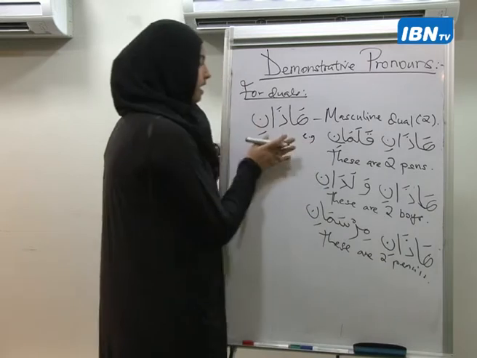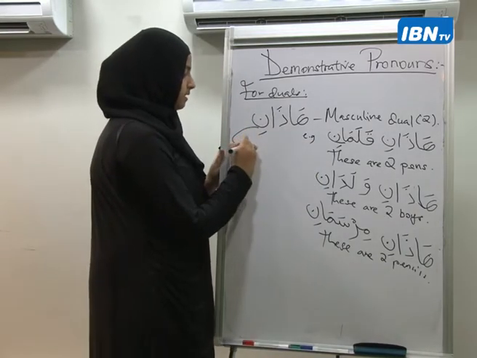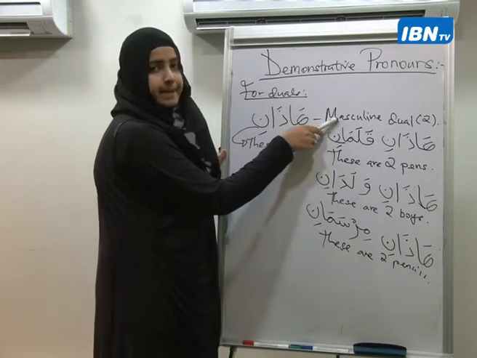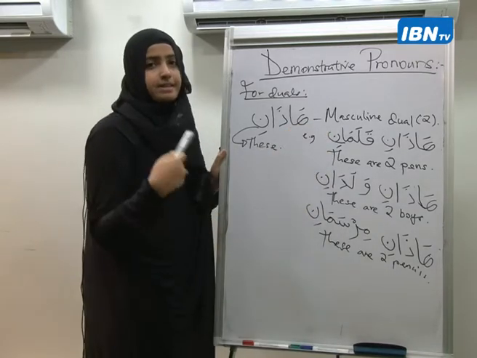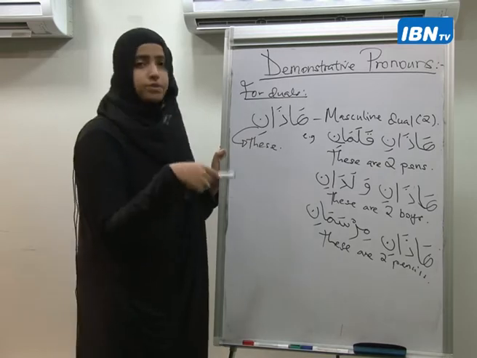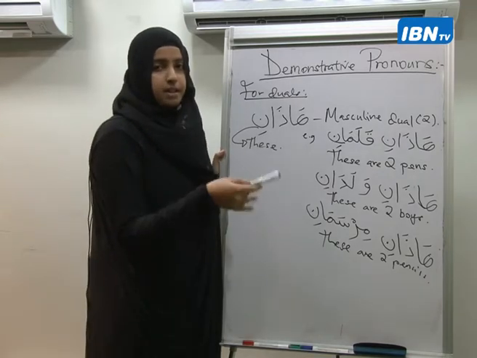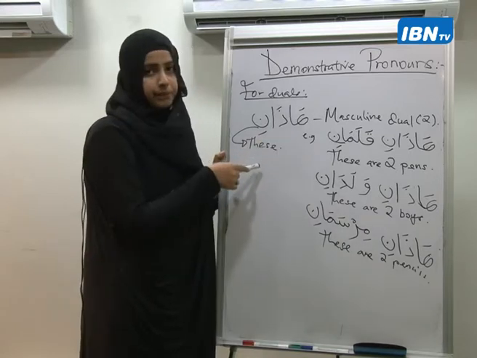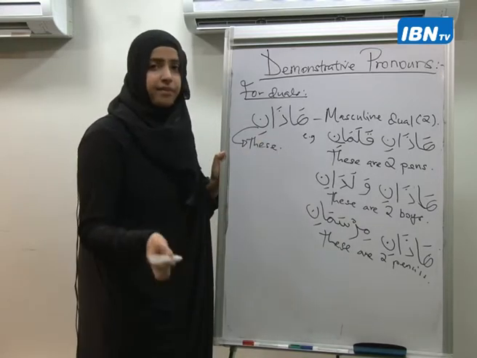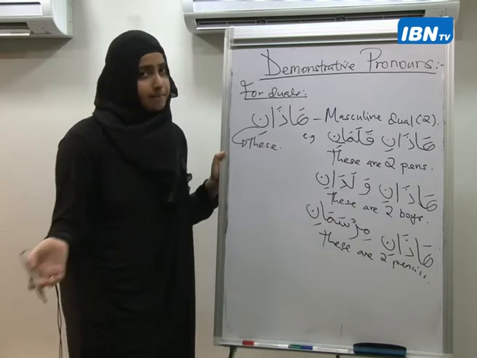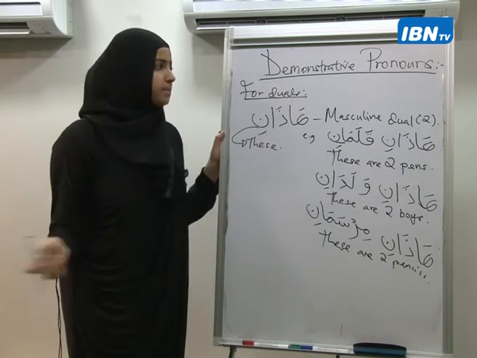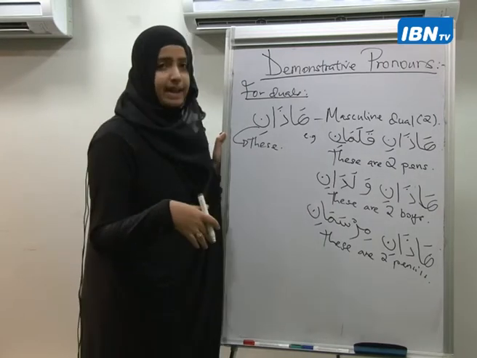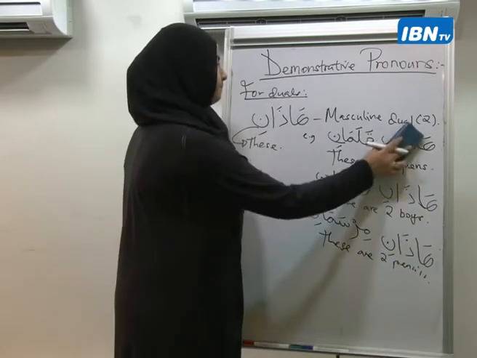So this hadhani means these, but only for masculine dual. Any noun that is masculine, meaning that it does not end with a ta marbuta, will take hadhani, right? And we said it will be different for masculine and for feminine. Why? Because Arabic is a very vast language, it has a lot of specifications, right? Just a final example, maybe.